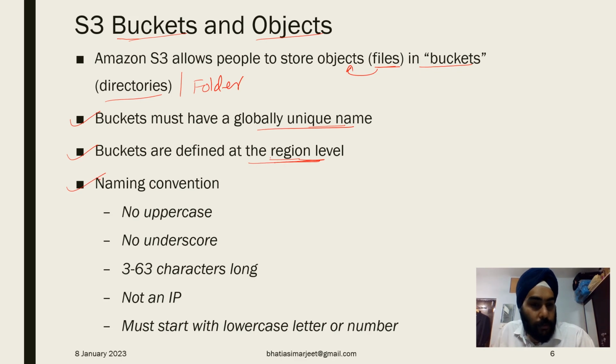And last but not the least, you have to be very careful about the naming convention also. That means your bucket cannot have an uppercase letter. It cannot have an underscore. It must have 3 to 63 characters only, so it cannot be 2 characters, and we will see this when we create a bucket. It must not be in the form of an IP, that is, dotted decimal notation, and it must start with a lowercase letter or a number. So no uppercase in your bucket name, no underscore, 3 to 63 characters long, not an IP name, dotted decimal notation will not work here, and it must start with a lowercase letter or a number.